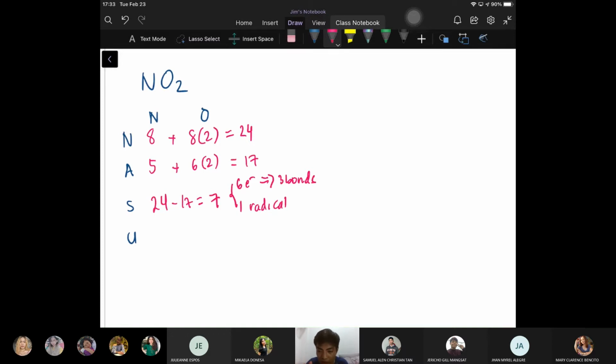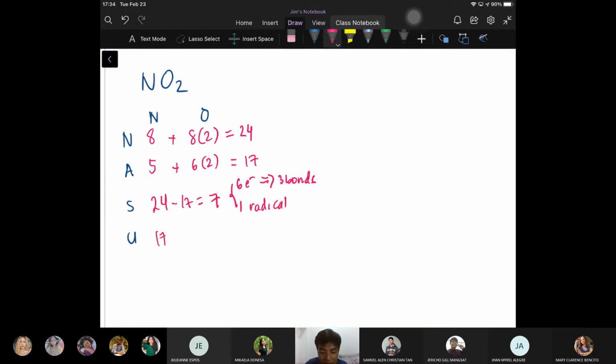Ano uli gagawin ko? Kapag yung A ko odd number, yung S odd number din for sure pag kinalculate mo yan. So kapag odd number yan, for our example, 7, what you're going to do is to split that 7 into 2. Yung isa, 1, and yung natirang 6, yun yung gagamitin mo sa bonds. Yung isang hiniwalay mo, yun yung radical. Split mo yan into 2. Yung isa radical, the remaining ay sa bonds. And then you continue.